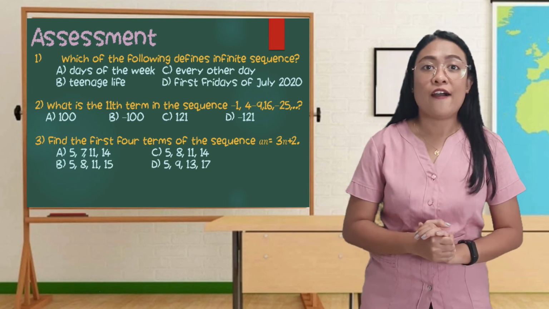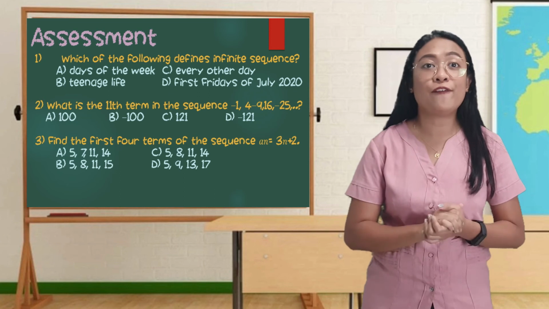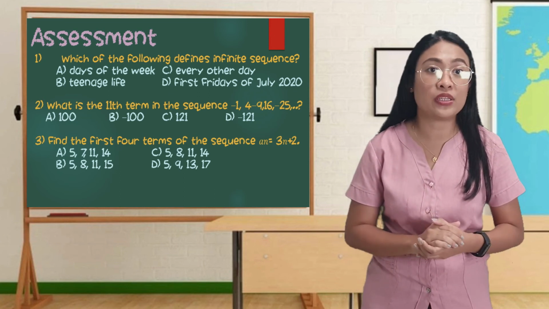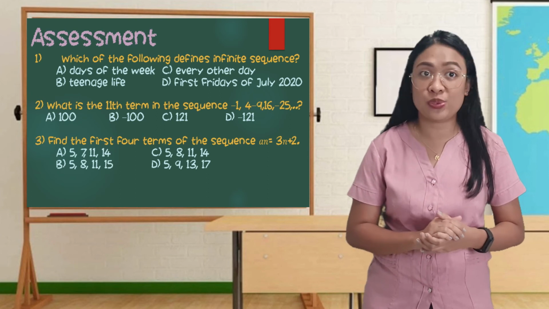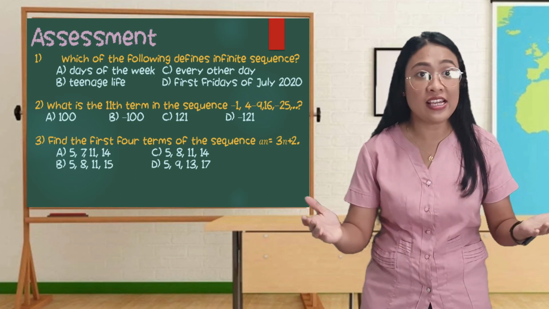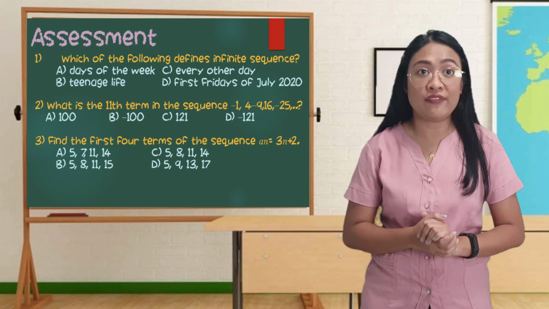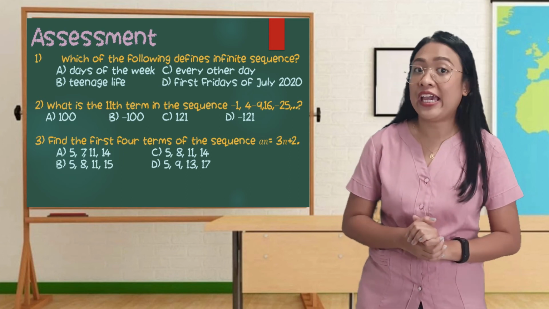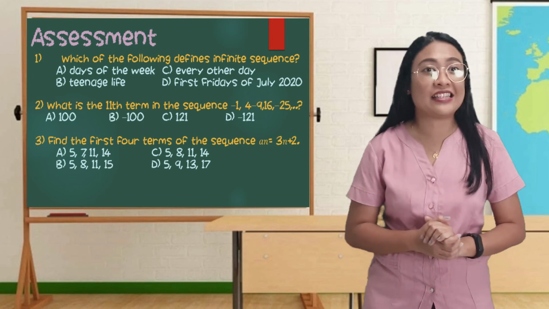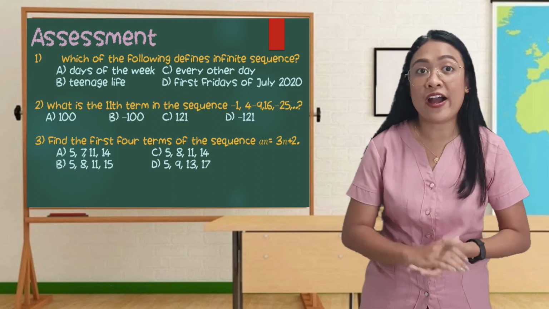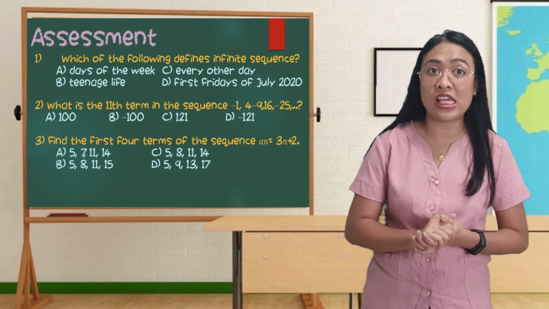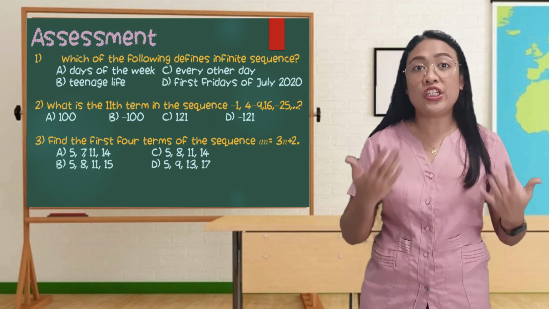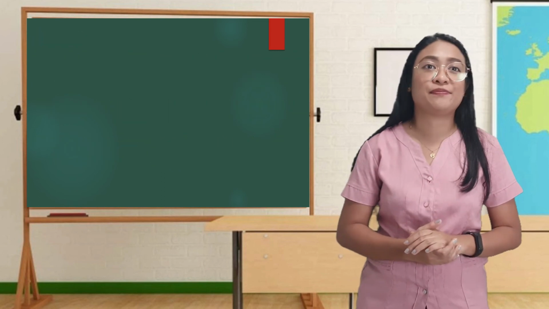-121. For number 3, find the first 4 terms of the sequence a sub n is equal to 3n plus 2. For letter A, 5, 7, 11, and 14. For letter B, 5, 8, 11, and 15. For letter C, 5, 8, 11, and 14. And for letter D, 5, 9, 13, and 17.